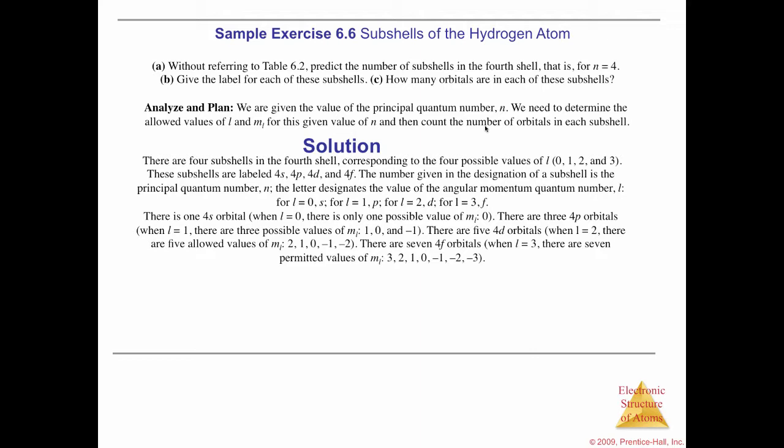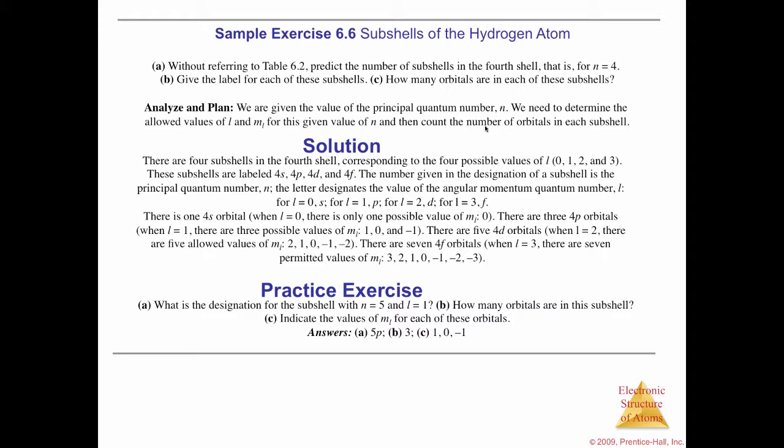There is one 4s orbital. When L is equal to 0, there is only one possible value of m sub L, and that is 0. There are 3 4p orbitals. When L is equal to 1, there are 3 possible values of m sub L, 1, 0, and negative 1. And there are 5 4d orbitals. When L is equal to 2, there are 5 allowed values of m sub L, 2, 1, 0, negative 1, and negative 2. There are 7 4f orbitals. When L is equal to 3, there are 7 permitted values of m sub L, 3, 2, 1, 0, negative 1, negative 2, and negative 3.